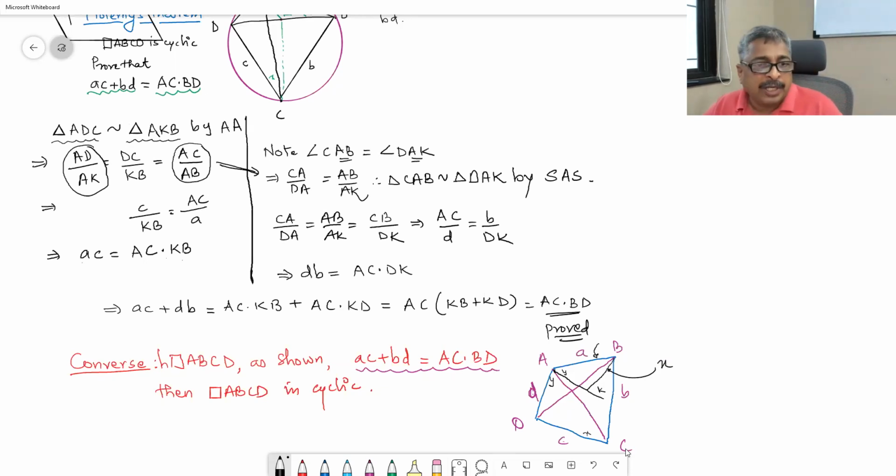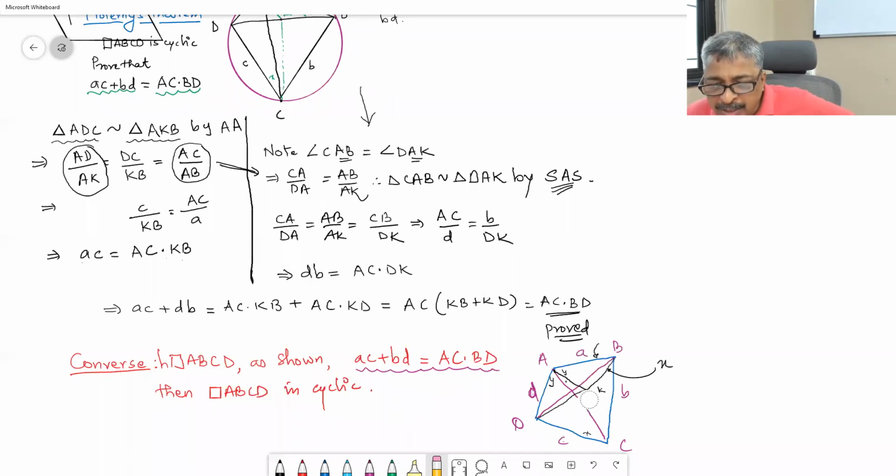Okay. And now, because of this by SAS, can you see that these two triangles, CAB and DAK, are also similar, because this is a common angle. CAB and DAK, these are also similar, so I must join DK. Okay, so I must join DK.